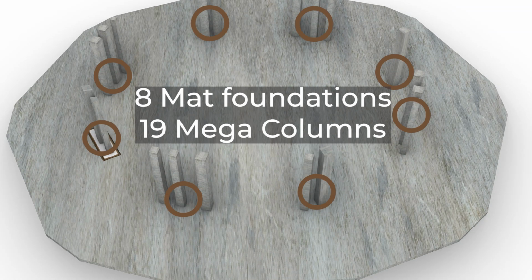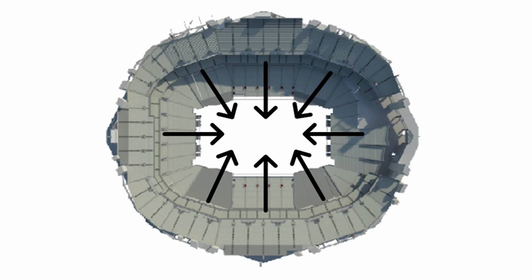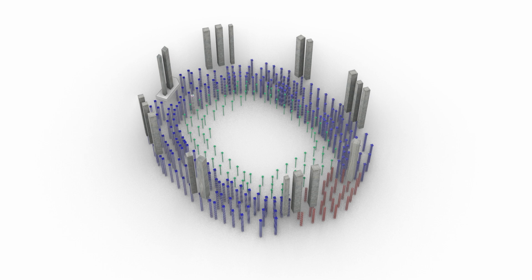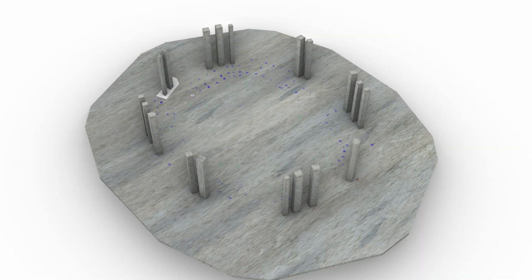These structural elements play a critical role in effectively distributing the enormous loads generated by the long-span roof and presence of tens of thousands of spectators. In addition to the mega columns, standard reinforced concrete columns are also installed on top of the mat foundation.